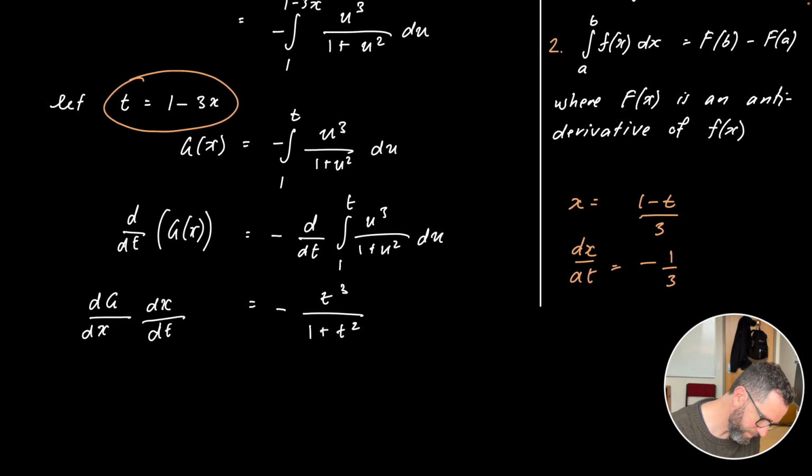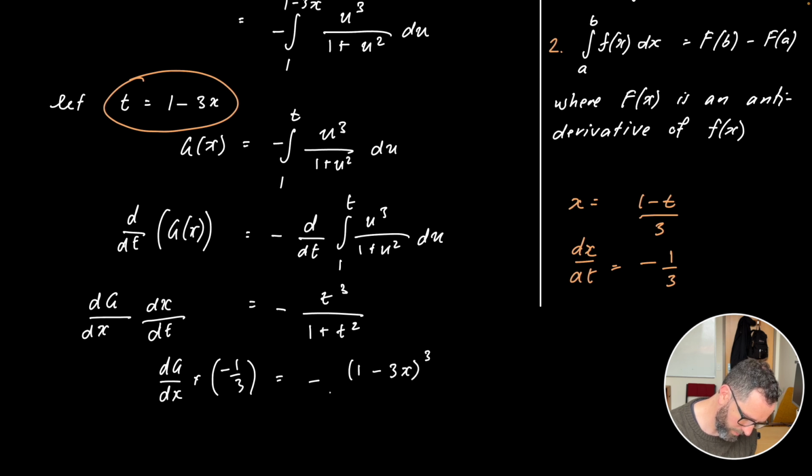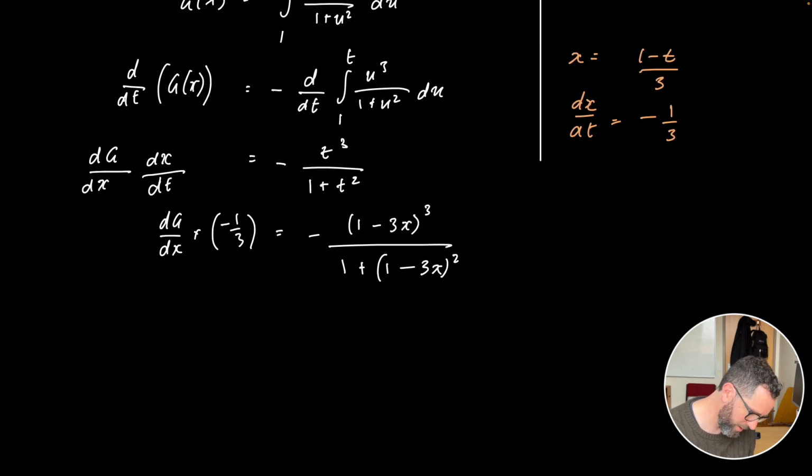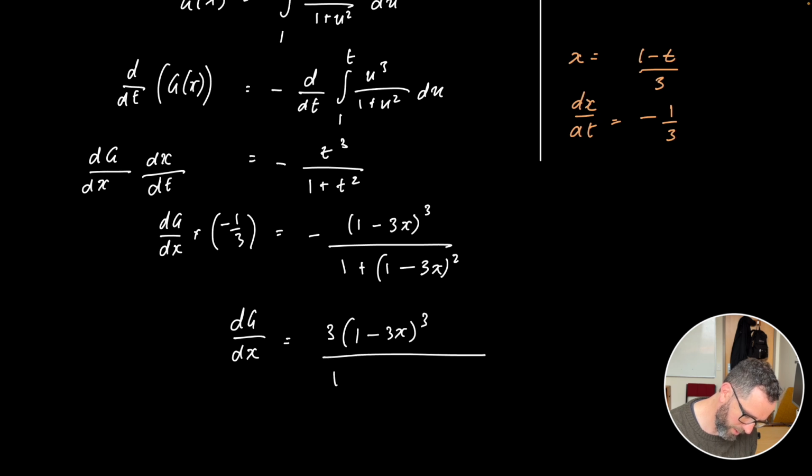So we'll put that in, and we'll get dg by dx times negative 1 over 3 equals, now we'll also put all of the t's back into x's again, so it's going to be negative 1 minus 3x cubed over 1 plus 1 minus 3x squared. And so last but not least, we'll just multiply through by negative 3 on both sides to give us dg by dx is equal to 3 times 1 minus 3x cubed, all over 1 plus 1 minus 3x squared, and there we go.